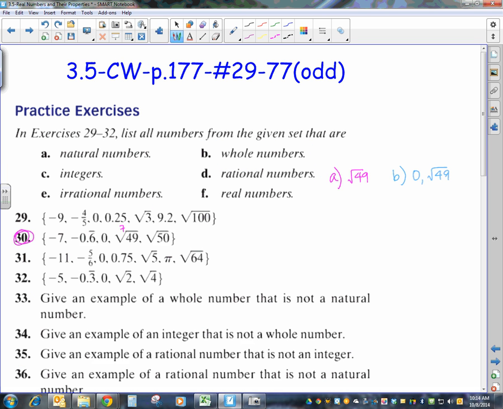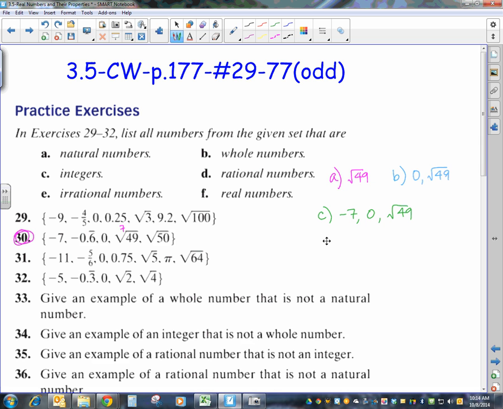So if you list something here, it's going to be in each of those groups as well. So now if I go to part C, part C says which of these are integers. Well, I'm obviously going to have those two, but are any of these others integers? And negative 7 is one. So I'm going to list negative 7, comma 0, and the square root of 49.